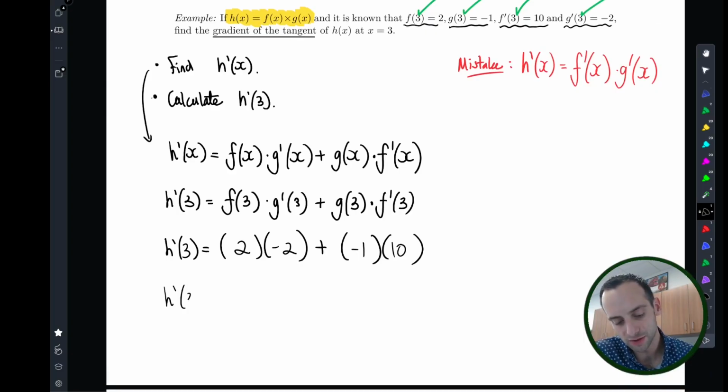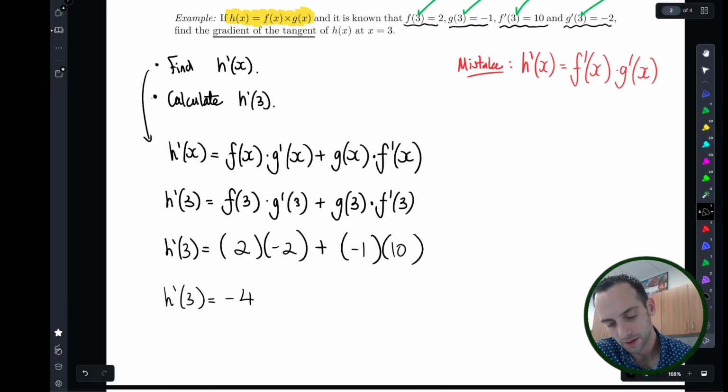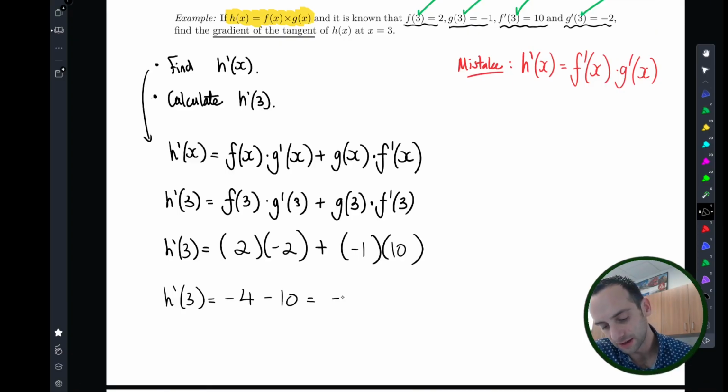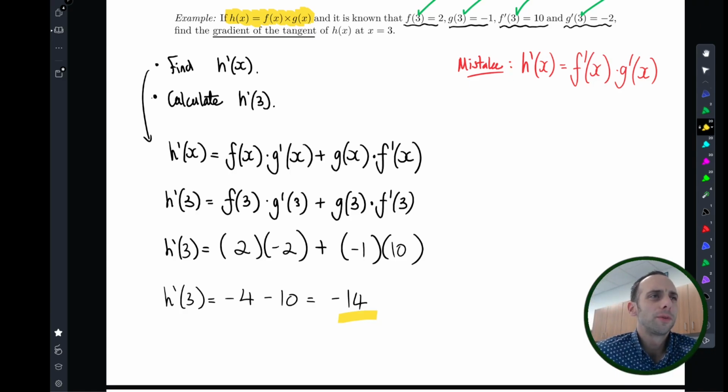Now all that we need to do is a little bit of number crunching. This is -4 minus 10, giving us the slope of our tangent line is -14. And that's really all there is to the product rule. We will finish this class with a couple of IB questions if you're interested. If not, you should be good to go ahead and tackle your homework and have a good understanding of the product rule at this point.